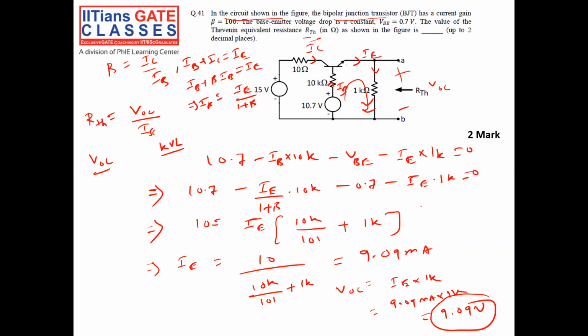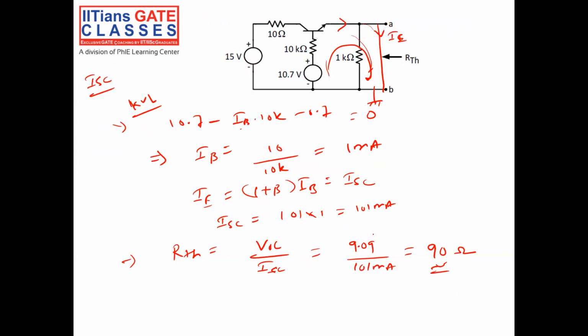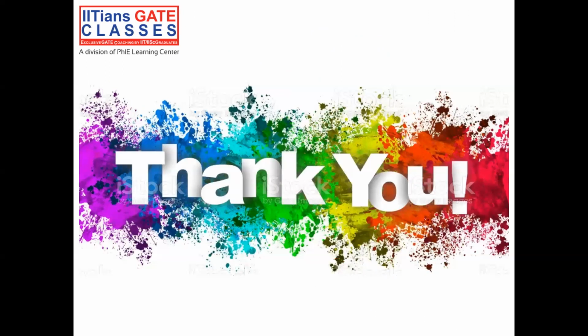Simply, first thing is I have to calculate the open circuit voltage when A and B are open. Then I got open circuit voltage is 9.09. Now I have to calculate the short circuit current by shorting the terminal across which I have to calculate the Thevenin resistance. Then the short circuit current is 101 milliampere. Then RTH is open circuit voltage by short circuit current, which gives me 90 ohm. Okay, so thank you guys.